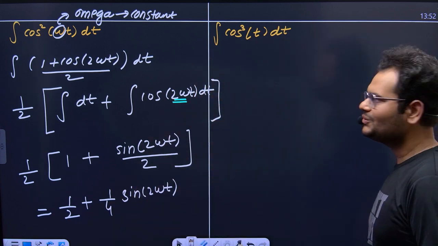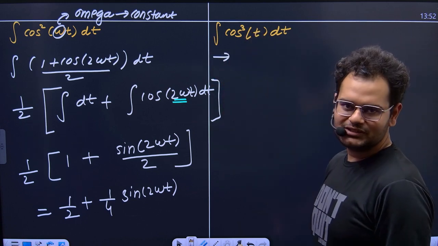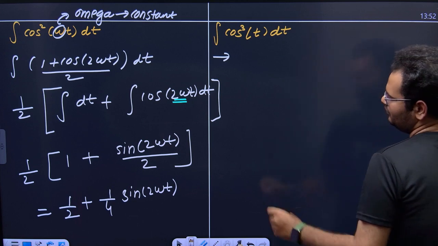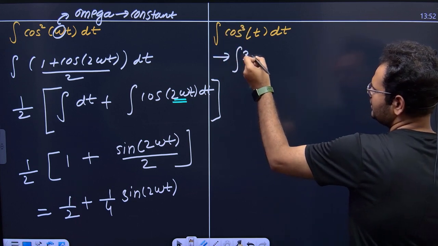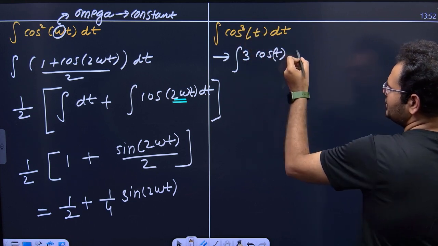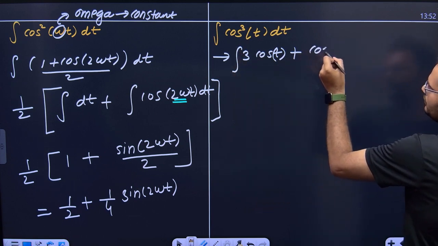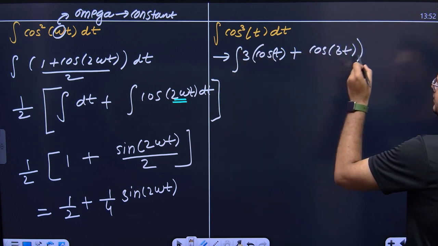Okay, don't be so cool. Cos cube t. Sir, what is the formula of cos cube t? Just now we have seen. So here this 3 comes first. So here integration 3 cos t. Then what happens, sir? Then this 3 jumps here. So plus, in cos it is plus, in sine it is minus. So cos of 3t, and here it is dt.